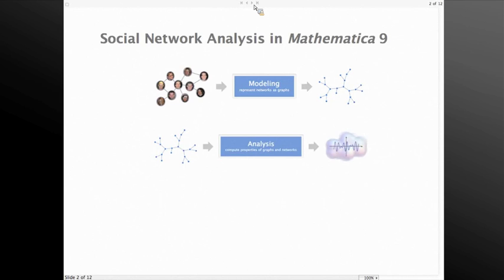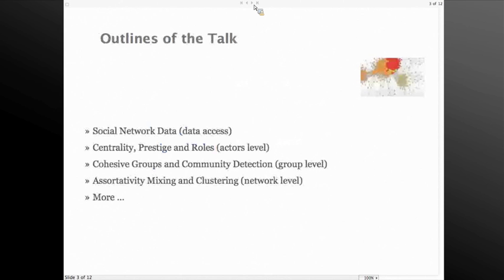Built on the strong Mathematica graph capability, Mathematica 9 allows us to model and analyze networks. In the next couple of slides, I will try to give you an overview and the general idea behind the design we have for social networks, as well as all the power and features we offer to you to play with. First of all, I will show you how to access data. I will talk about social network data, Facebook connectivity, and other types of connectivity.